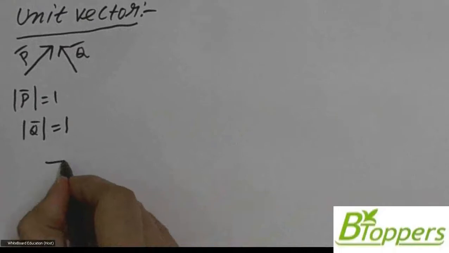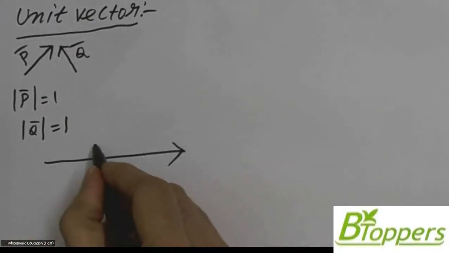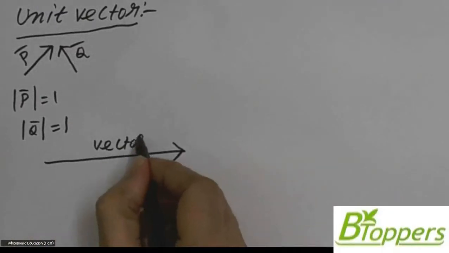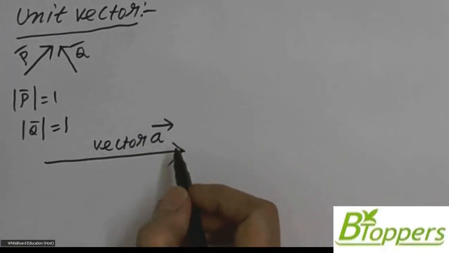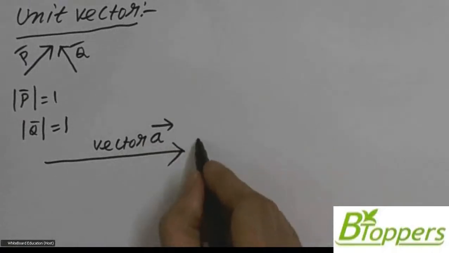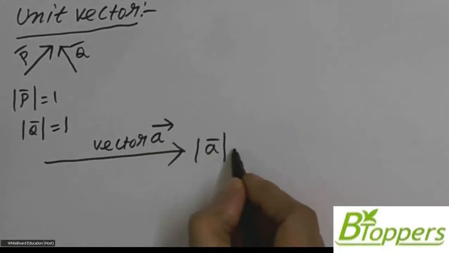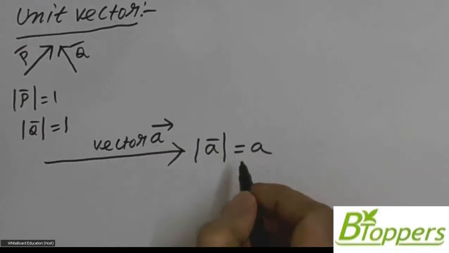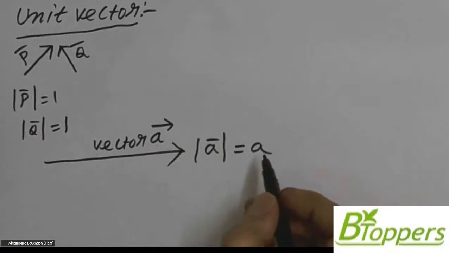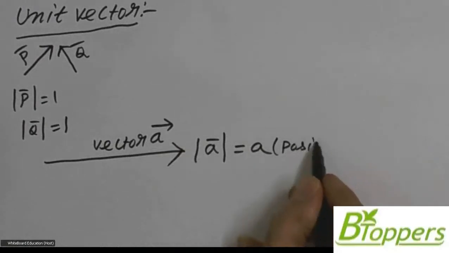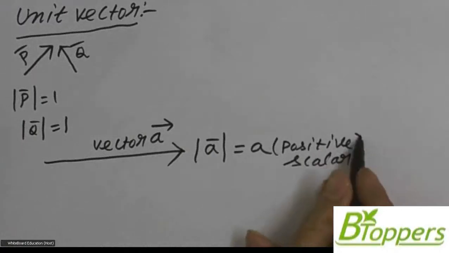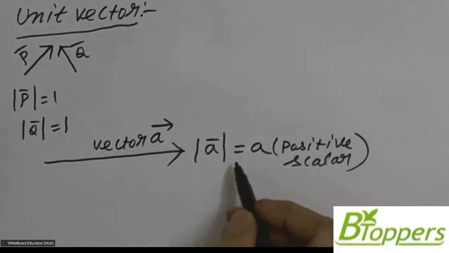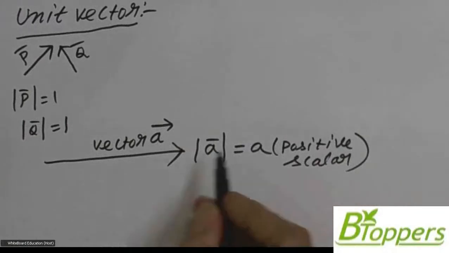Now let us consider a vector A bar whose magnitude may be greater than 1 unit. The modulus of vector A bar, or magnitude of vector A bar, is denoted by letter A, which you can mathematically consider as a positive scalar. Mathematically, the modulus of a vector can be considered as a positive scalar.